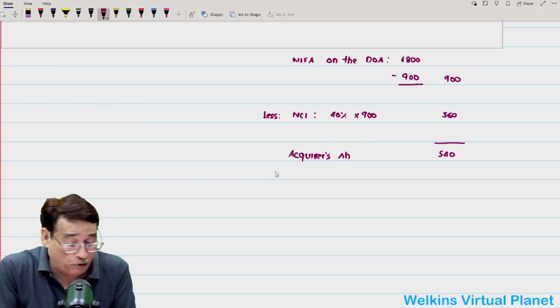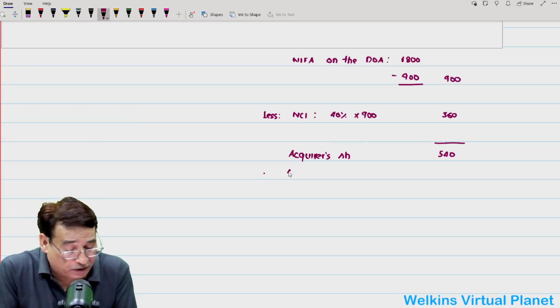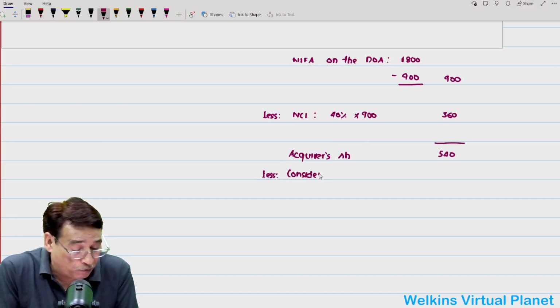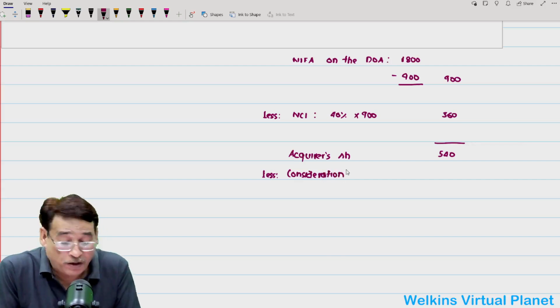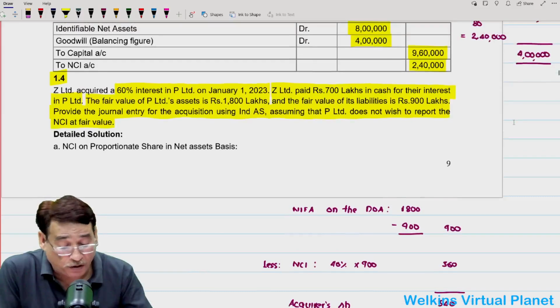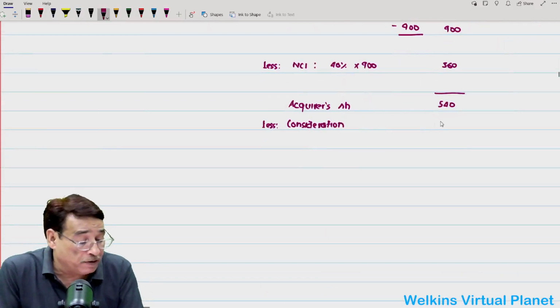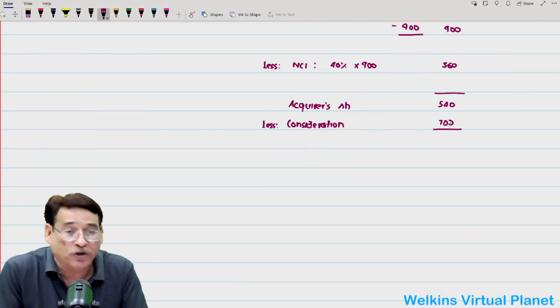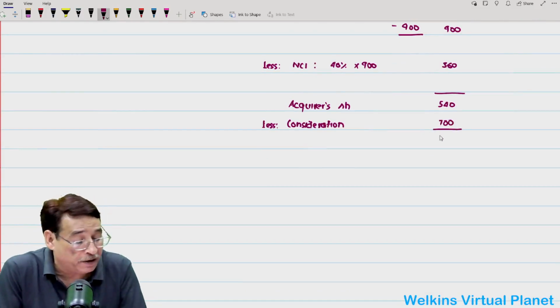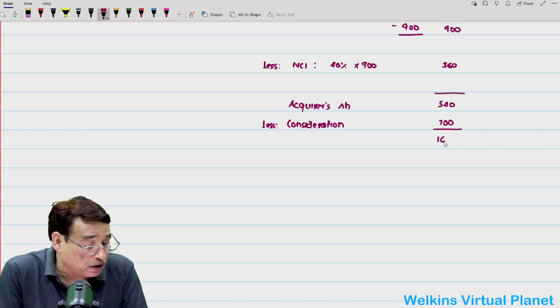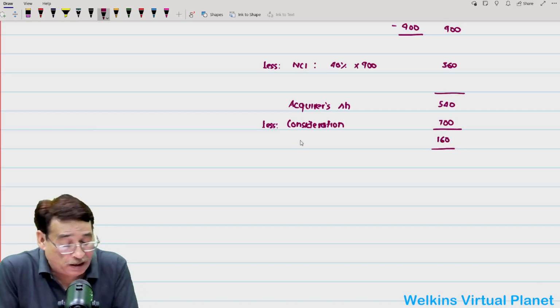Acquirer share is equal to 540. Now we are going to compare it with the amount of consideration. What is the consideration amount in this particular case? You must have noticed that consideration was 700 lakhs. So consideration is 700 lakhs. The amount of consideration is more than the net assets acquired. So that means 160 will be goodwill. That will be the amount of goodwill.